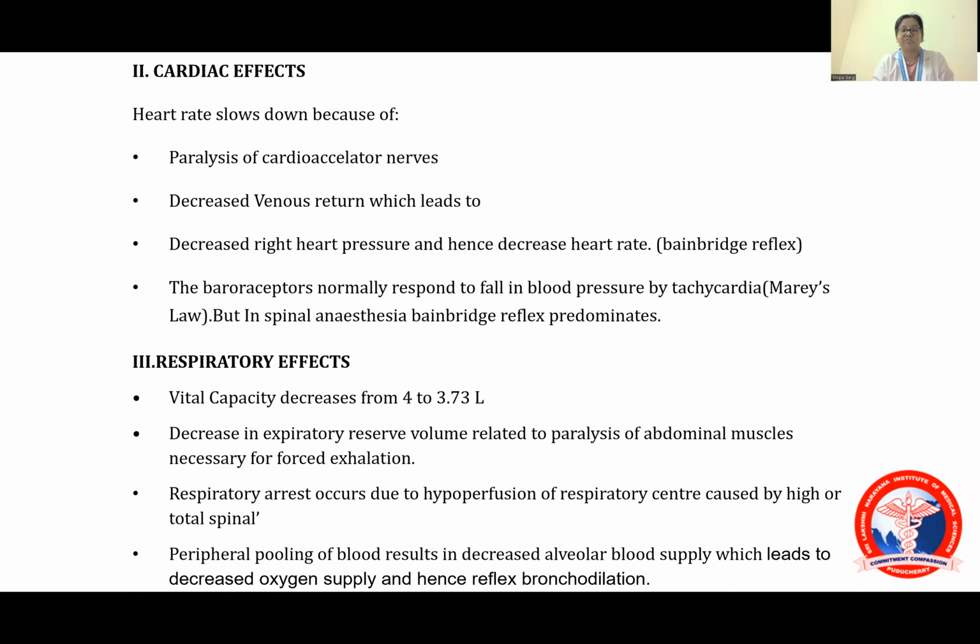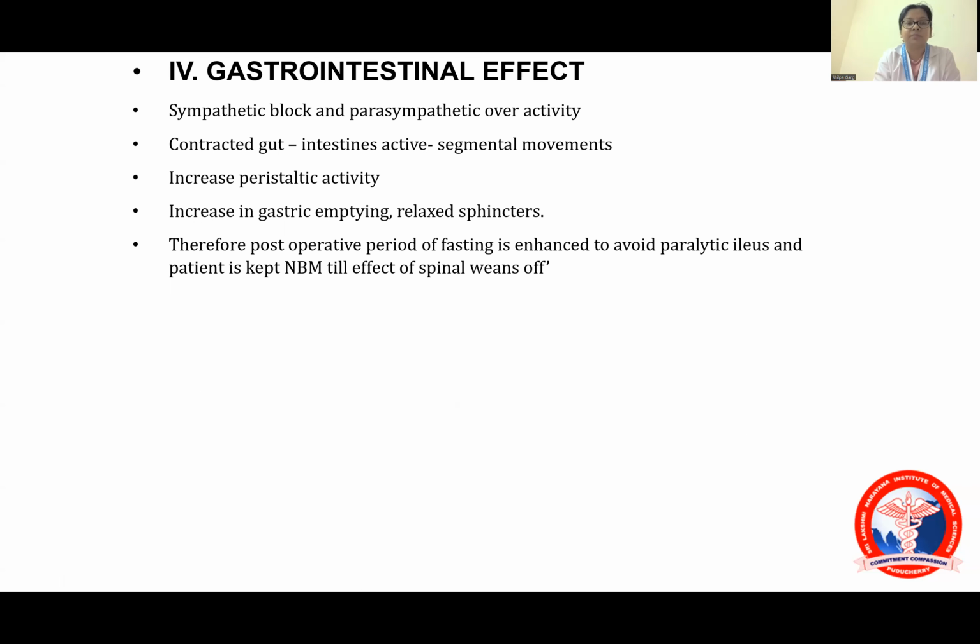Next effects are respiratory effects. Vital capacity may decrease, with a decrease in expiratory reserve volume related to paralysis of muscles that may be necessary for forced exhalation. Respiratory arrest can also occur due to hypoperfusion of the respiratory center, which is caused in cases of high or total spinal anesthesia. Peripheral pooling of blood results in decreased alveolar blood supply, which leads to decreased O2 supply and hence reflex bronchodilation.